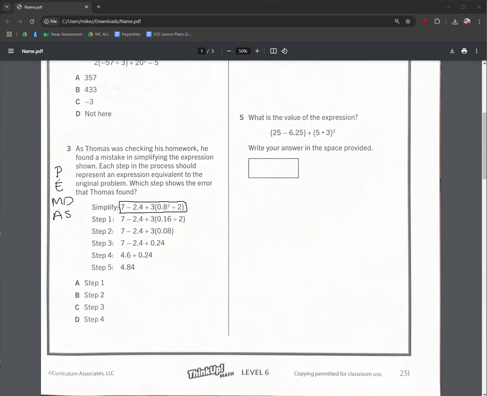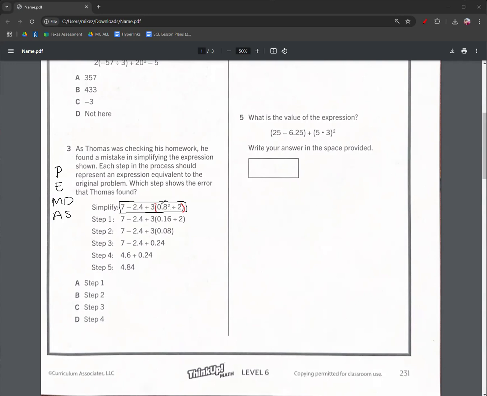Okay. So when I look at this, the first step that Thomas should have taken, or the paper he was checking, is parentheses first. So I see that there's a parentheses right here. And inside the parentheses, I have two things. I have an exponent and I have a division sign. You still have to follow the PEMDAS rule here. I still have to go, what would I do first? Would I do the exponent first, or would I do the division first? When I go down the line, you're going to see that I have to do that exponent first. So I'm looking inside this parentheses and I have to do that exponent.